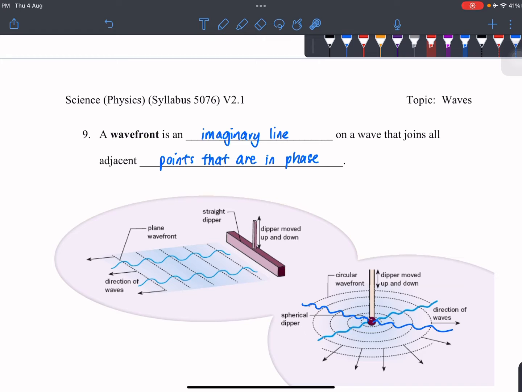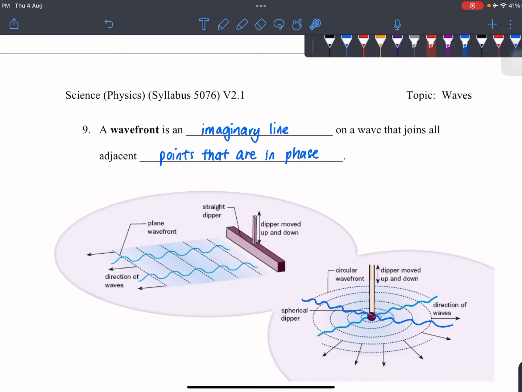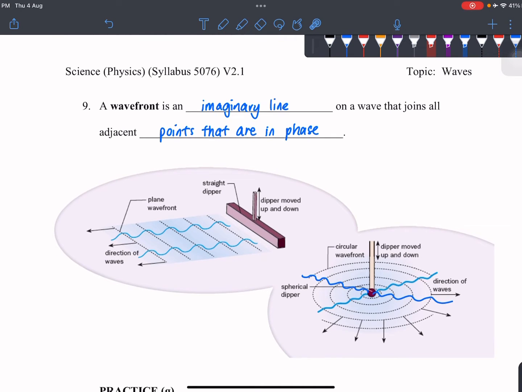So what are wavefronts again? It is an imaginary line joining all the adjacent points that are in phase, or more like joining all the crests together. So the second way to write this is: an imaginary line on a wave that joins all the crests together.